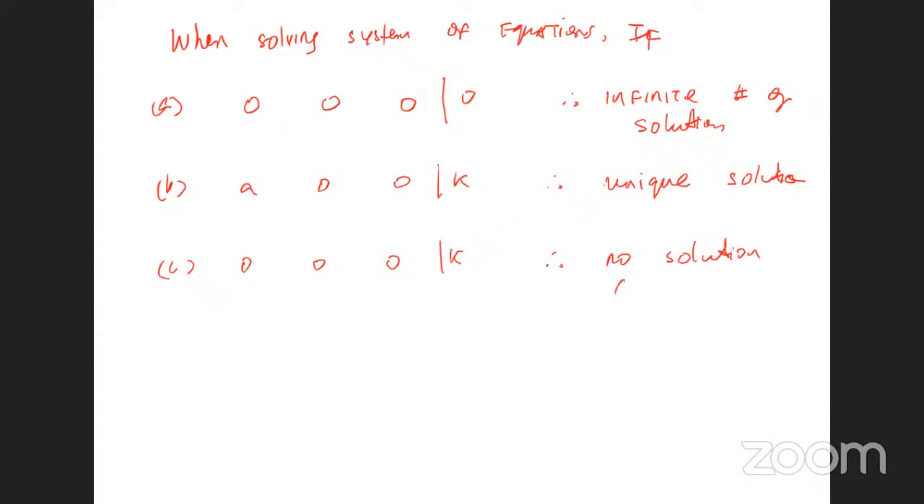Right, this is said to be inconsistent. Of course, the next two will be consistent, right? If they end up with 3 zeros equals to k, that's inconsistent.